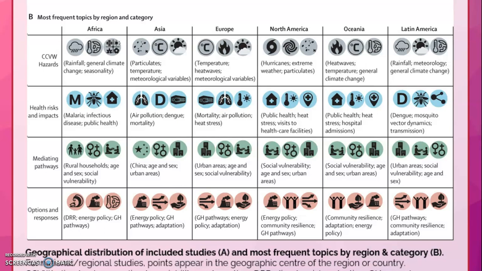So I highly invite you to have a look at both this poster and the associated papers, the first one being in the Lancet Planetary Health, and the second more qualitative paper being published in Environmental Research Letters.